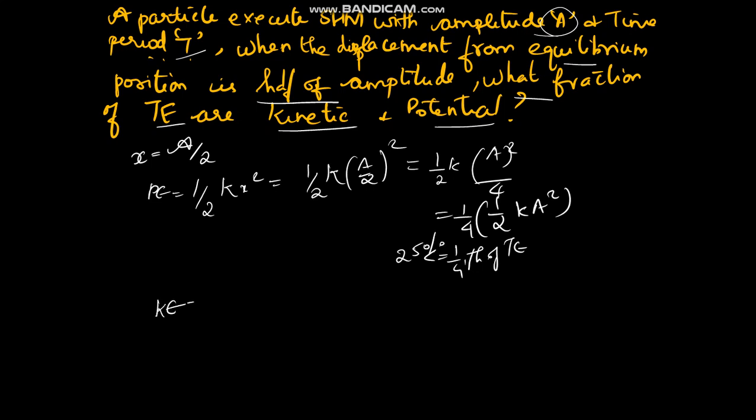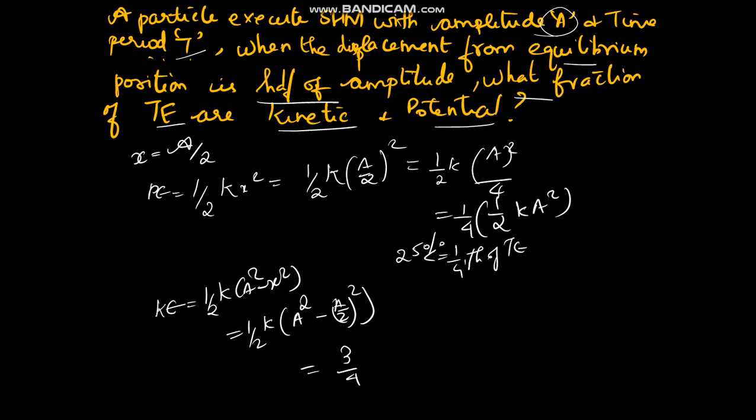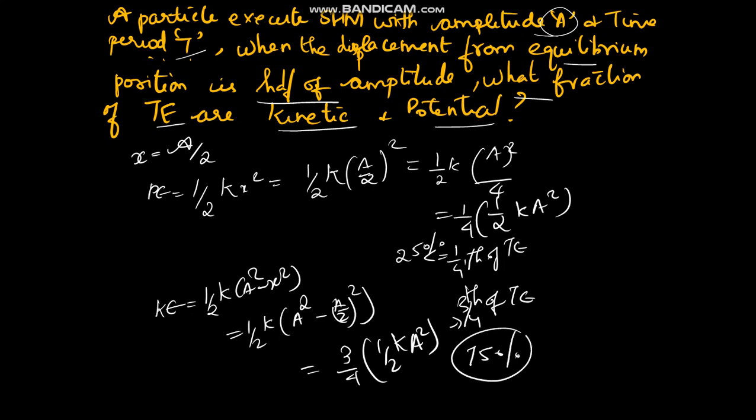Then let us work out the kinetic energy. The formula is 1 by 2 k into (a square minus x square). So 1 by 2 k into (a square minus (a by 2) the whole square), which is 3 by 4 into 1 by 2 k a square, which is 3 by 4th of total energy, which is 75% of total energy is kinetic. This is a previous year question and a common type of question, you must remember.